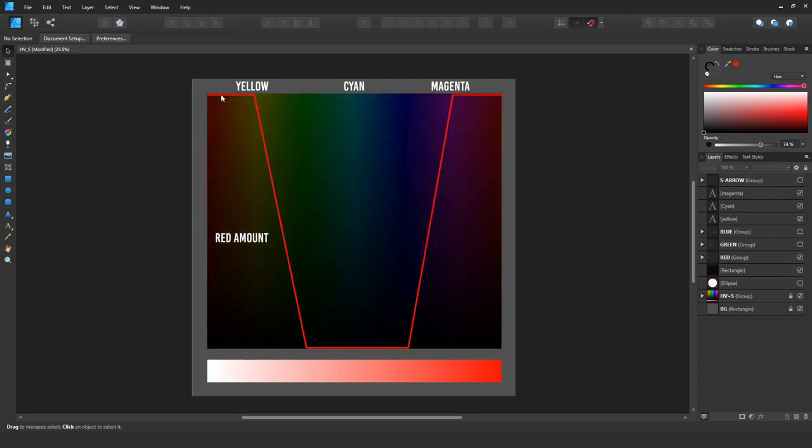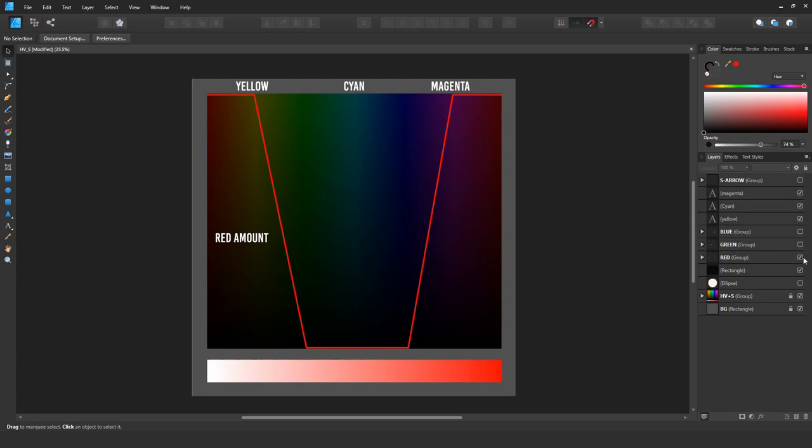So there's a lot of red until it hits yellow, then it goes down, it goes to zero here when it hits green. Then it goes up after blue, and then it hits magenta, where there is an equal amount of blue and equal amount of red.